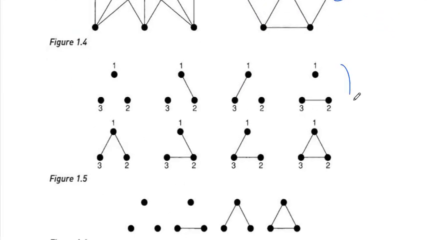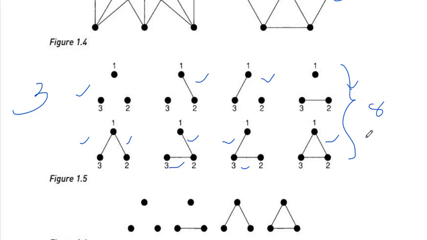Example: this is a labeled graph, and we have only 3 vertices. So we can make 8 types of graph: without edges, with only the 1-2 edge, with only the 1-3 edge, with only the 3-2 edge, with the 1-3 and 1-2 edges, the 1-2 and 2-3 edges, the 1-3 and 3-2 edges, and all the edges. So there are 8 possible graphs if we label the graph.